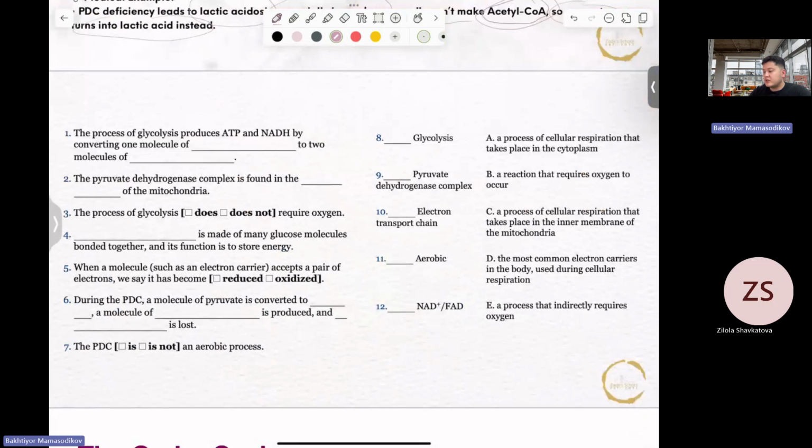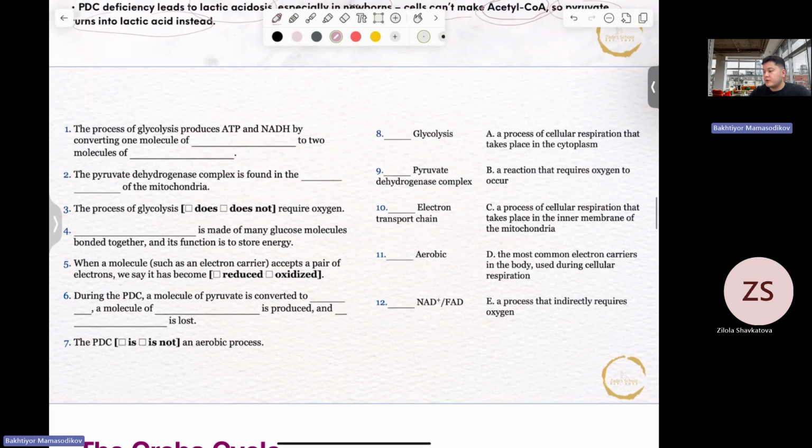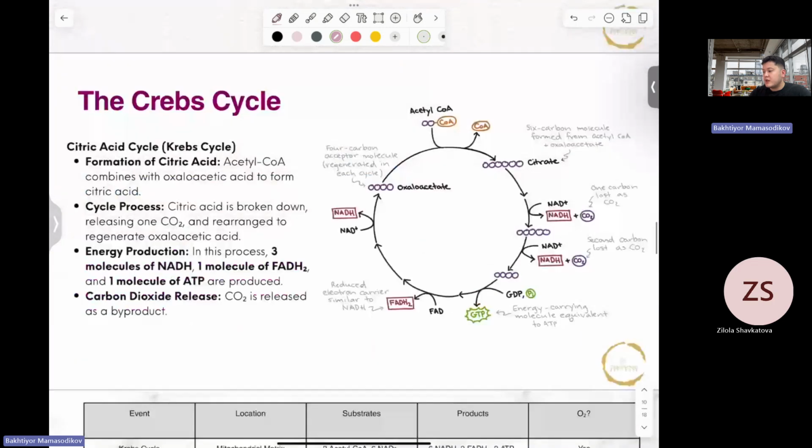These are the questions. You can do them on your own. Okay, please do these questions. And let's talk about the Krebs cycle. So what is the Krebs cycle actually? What do you know about the Krebs cycle?